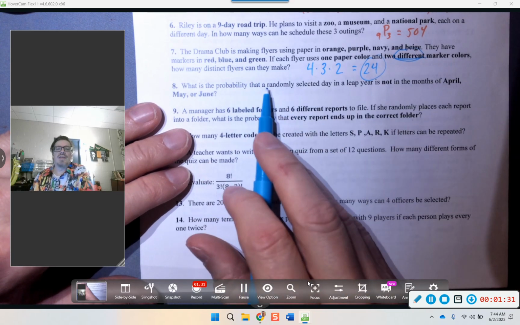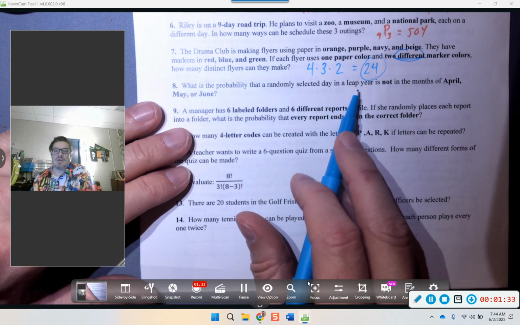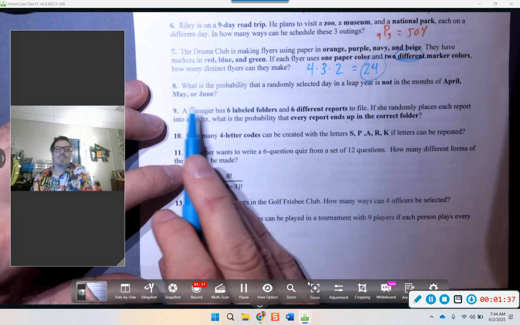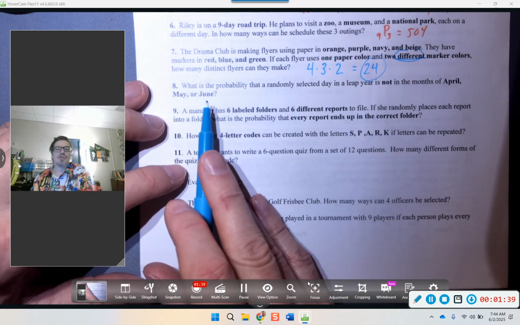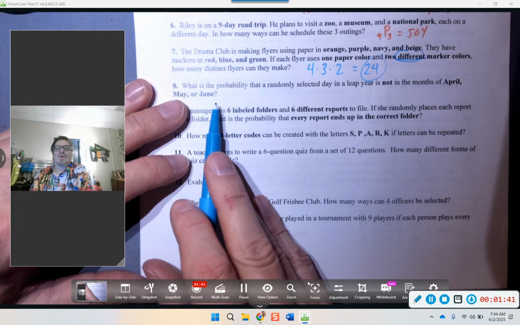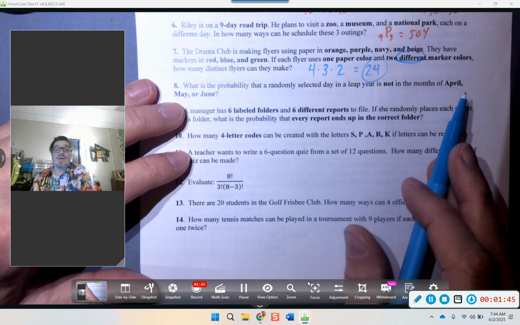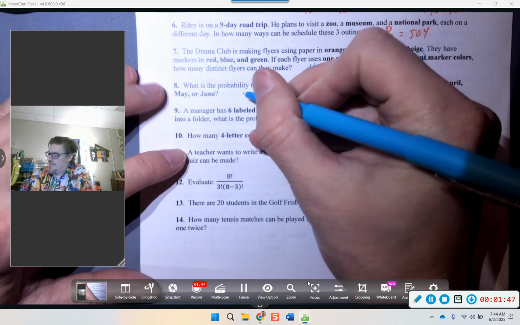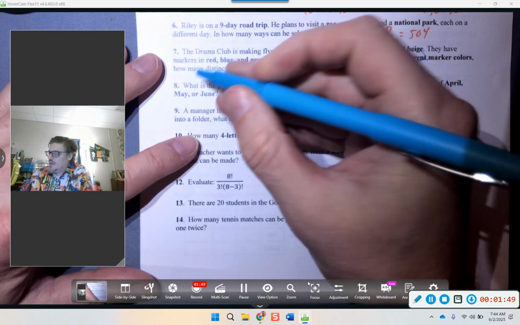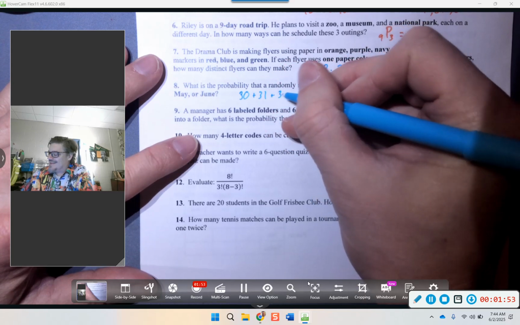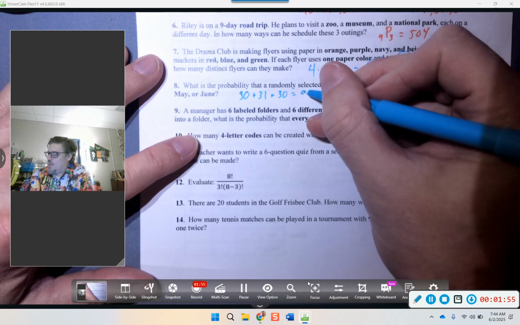What is the probability that a randomly selected day in a leap year is not in the months of April, May, or June? Okay, so it is not in the months. So let's figure out how many days are in April. There are 30 days in April. There are 31 days in May, and there are 30 days in June. That adds up to 91.